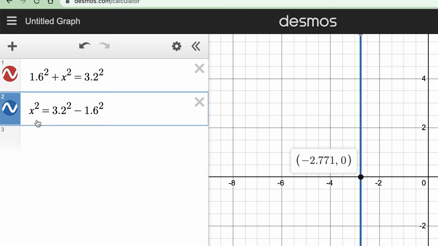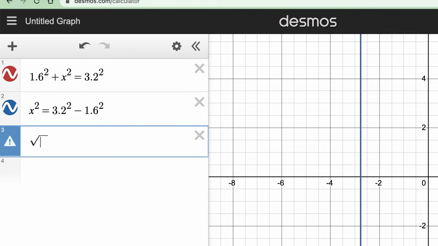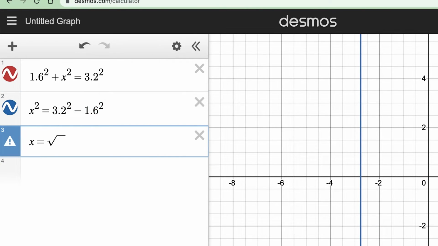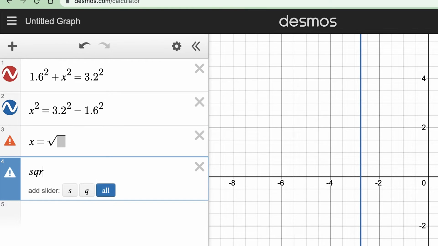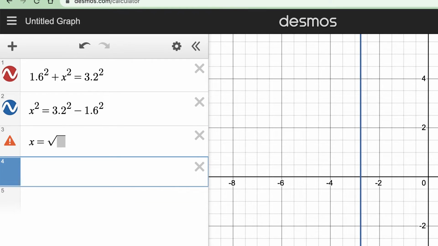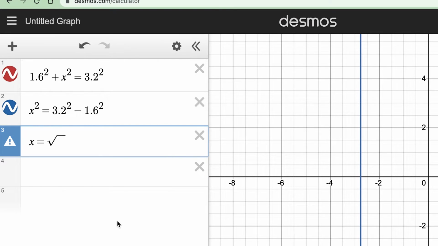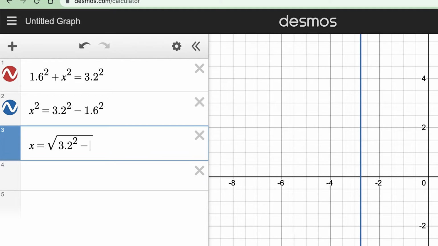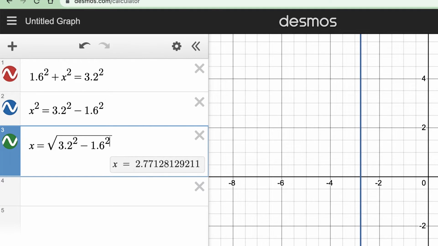But because it's x squared, we should really try to use square root. And so I'm going to use square root to make the square on x go away. But that means that the entire right side has to be square rooted. By the way, I'm doing SQRT to force a square root symbol in Desmos, or you can use a little keyboard. Okay, I'm going to type all of this, 3.2 squared, and then I'm going to keep the 1.6 squared also under the square root. And by the way, here's our solution with way more decimals than what the graph provides.